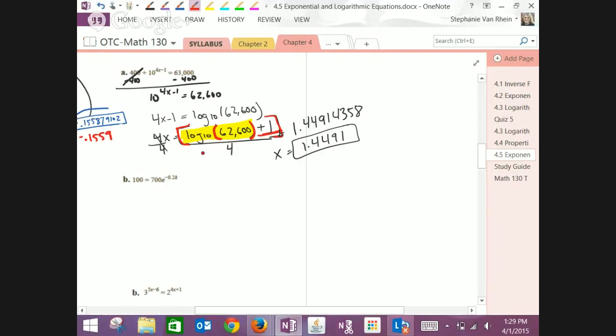This doesn't tell me much. I don't even know what this number is. This tells me it's about 1.44 or 1.45. If I approximate that here, I can show the left-hand side equals the right-hand side.